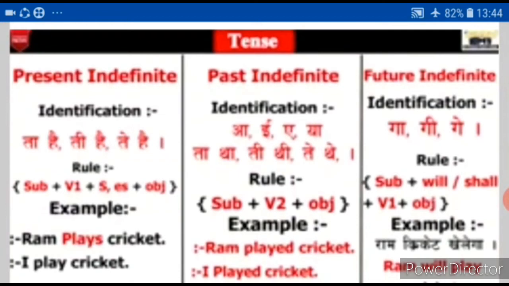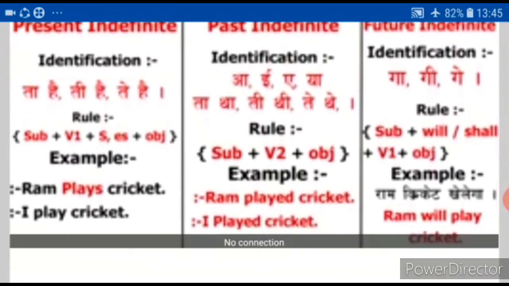In the same way, future indefinite, its identification ga, gi, ge. Its rule is subject plus will or shall plus first form of verb plus object. Friends, we will use will or shall with any subject. If the subject is I or we, we will use shall. With other subjects, we have to use will. But friends, in modern English, we can use will with any subject. So our example is ready. Ram will play cricket.